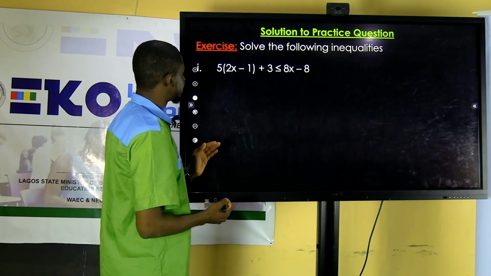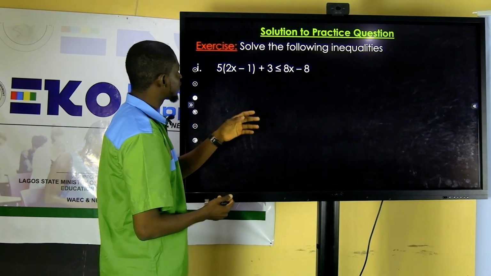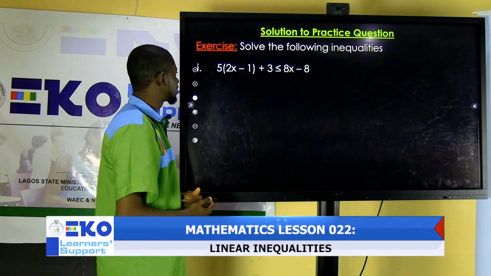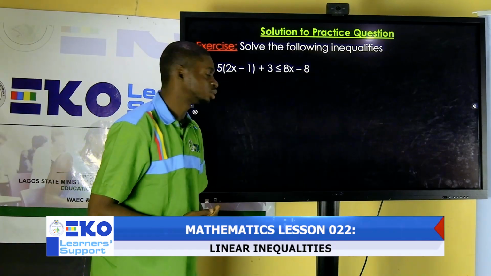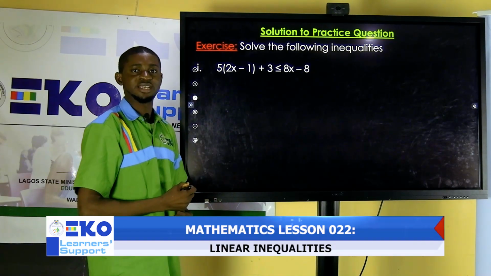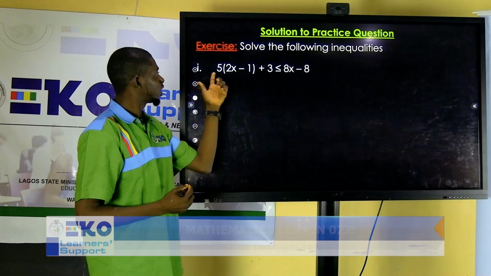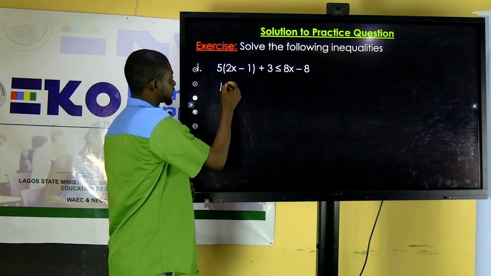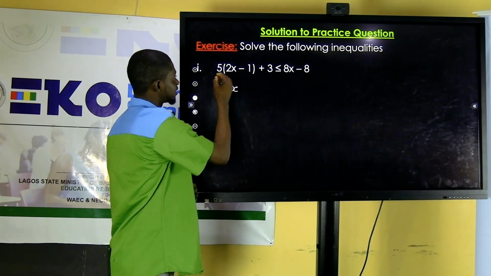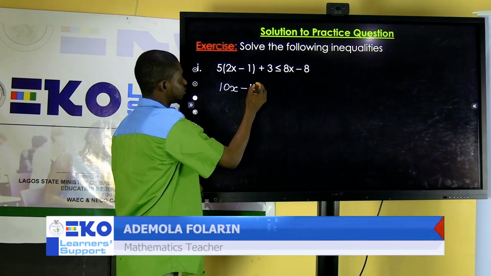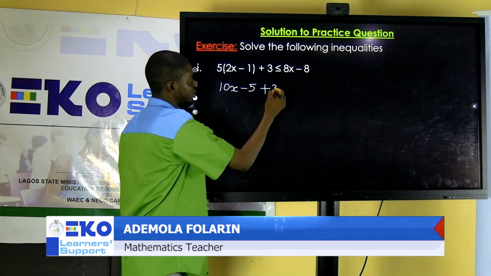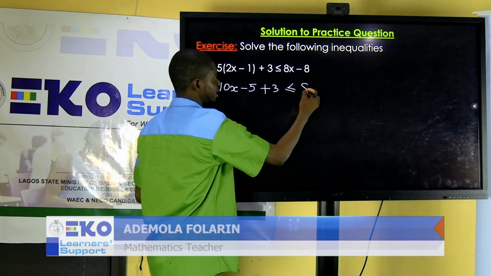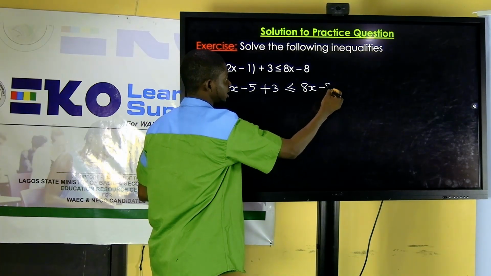The very first one says we should solve these inequalities. Remember, when we come across inequalities like this, the very first thing is we open the bracket. So let's open the bracket. You are using 5 to multiply all the terms. That is 10x minus 5 plus 3, is less than or equals to 8x minus 8.